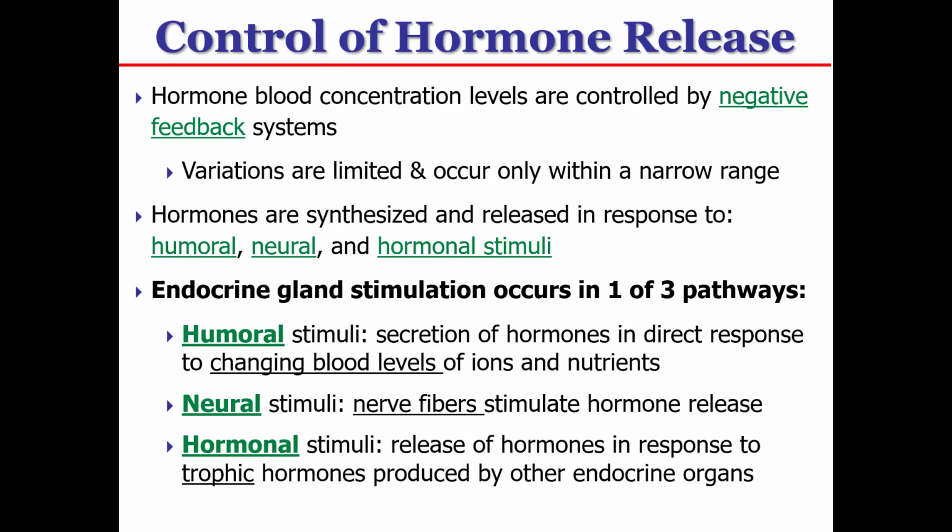So hormone blood concentration levels are controlled by negative feedback systems. Variations are limited and occur only within a narrow range. Hormones are synthesized and released in response to three main types of stimulation. Again, doing a flashcard, trying to associate the next three slides I'm going to share with you with either humoral, neural, or hormonal stimuli.